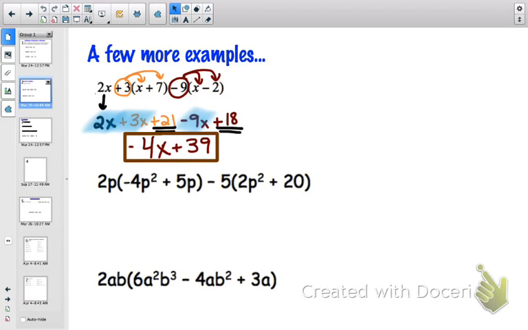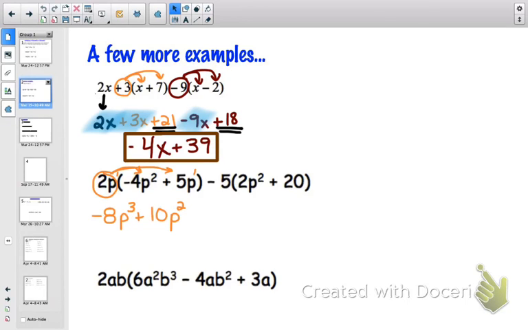All right, looking at our next problem, we now have a variable to distribute. Again, remember, p has that little p to the first power. So 2 times negative 4 is negative 8, and then p to the first times p to the second is p to the third. All right, my next term, 2p to the first times 5p, is going to be positive 10, and then p times p is p squared.